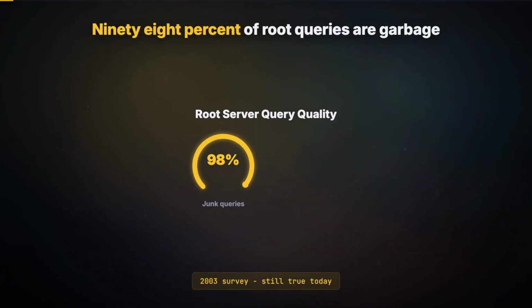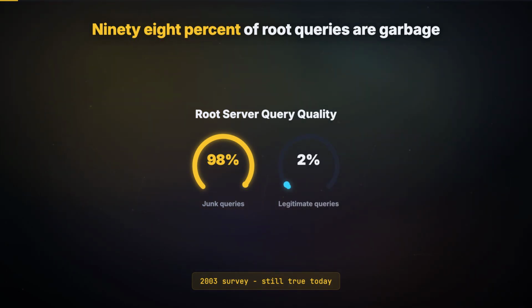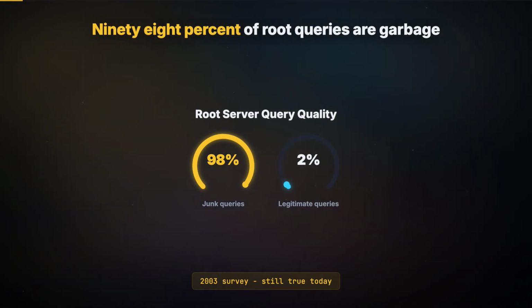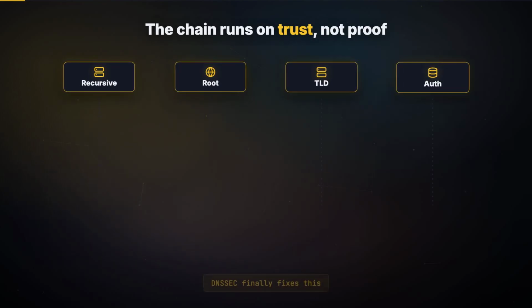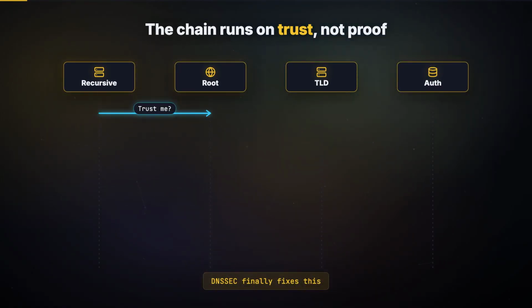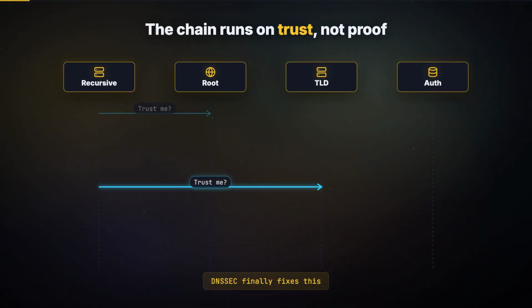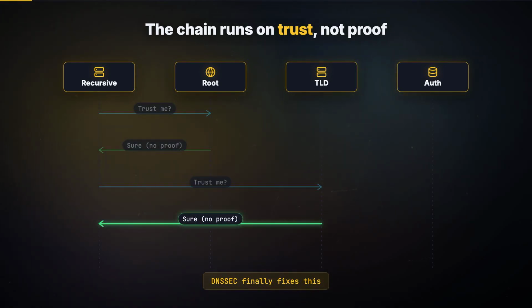98% of queries to the internet's root DNS servers are garbage. Broken implementations, misconfigured caching, devices looking up IP addresses as if they were domain names. And it gets worse. The system works by trust. Each server in the chain tells you where to go next, with zero cryptographic proof that it's telling the truth.